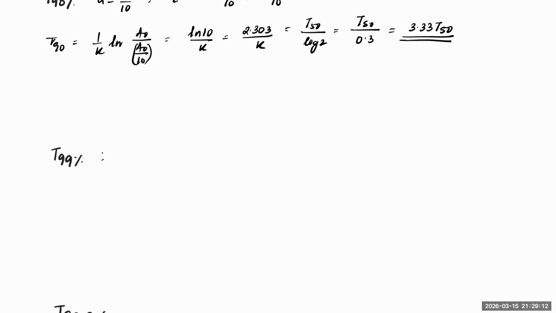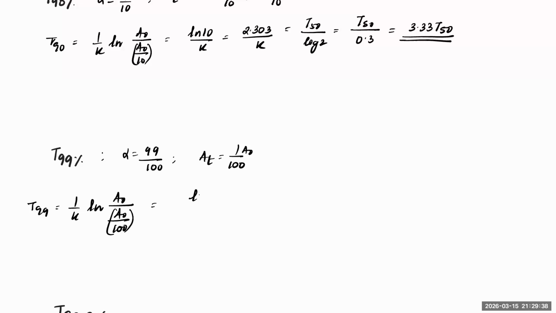Next. If T99 percentage is given, T99 means alpha is 99 by 100. Okay. So At will be equal to 1 by 100 of A naught, right? So in that case, T99 will be equal to 1 by K into ln A naught by A naught by 100. So that makes it ln 100 by K, which is equal to 2 ln 10 by K. Have you noticed something? ln 10 by K is nothing but T90. Therefore, it is 2 times T90, and that is equal to 2 times 3.33 times T50, which is 6.66 times T50.